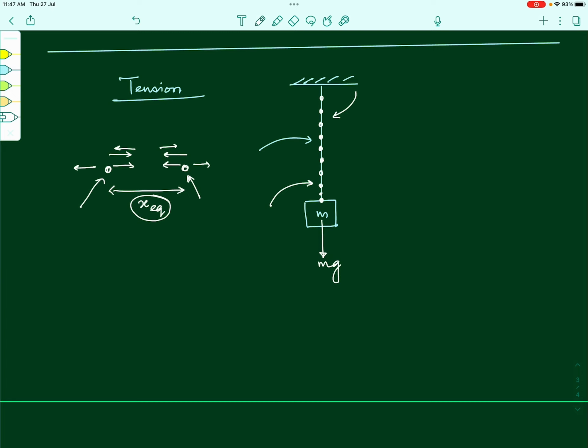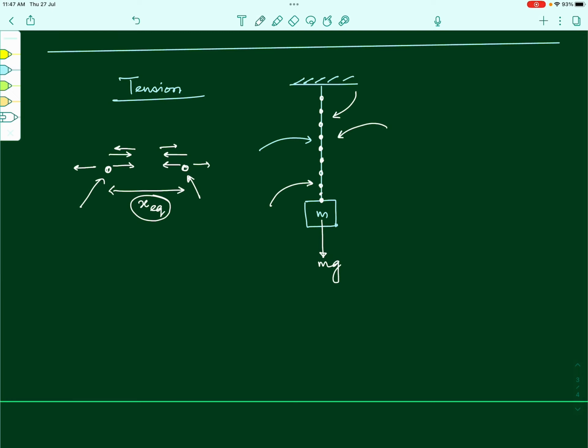Whereas if you take them slightly away from their equilibrium separation, now they will start pulling each other towards, so that they can once again come to their equilibrium separation. So this is the basic nature of all intermolecular forces. Okay, so the same thing happens here in the string.